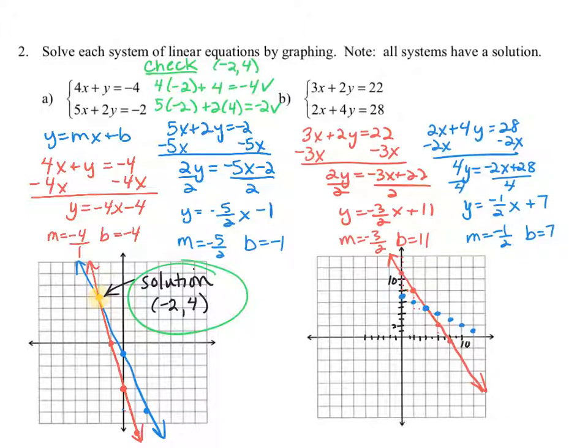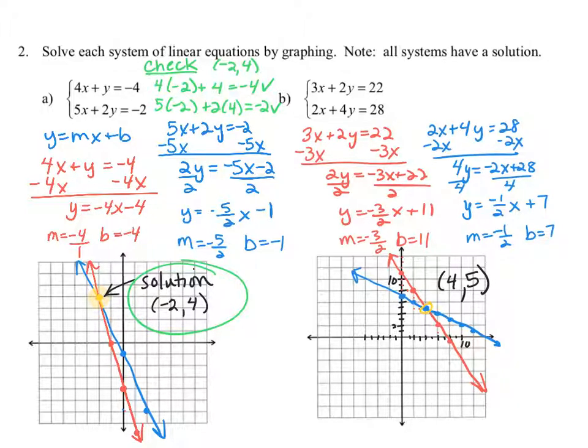We can graph a line through those points and see where those 2 lines intersect. Okay, those 2 lines intersect there, and it looks like that is at 1, 2, 3, 4 in the x direction, and 1, 2, 3, 4, 5 in the y direction.